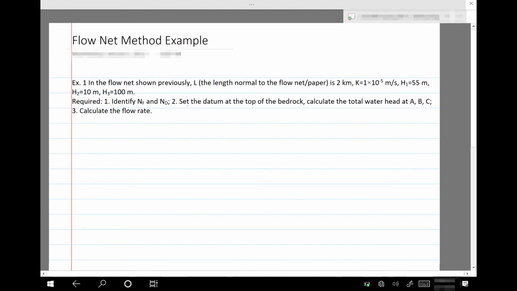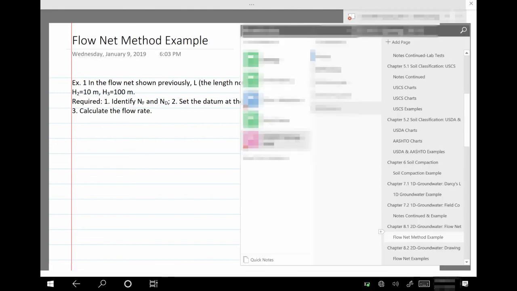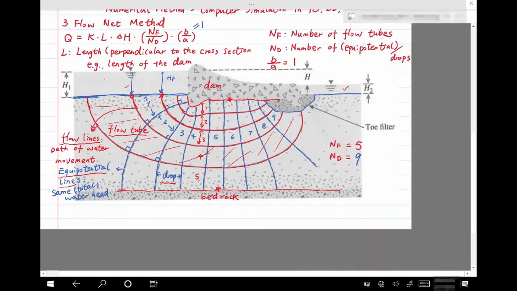Second, if we set the datum at the top of the bedrock, that's also the bottom of the soil layer, please calculate the total water head at points A, B, and C. I will mark the locations of A, B, and C. The third part, we need to calculate the flow rate based on the information that we can collect from the flow net.